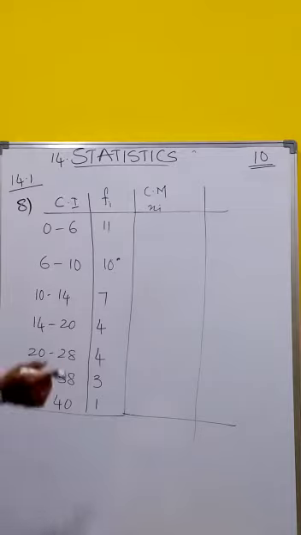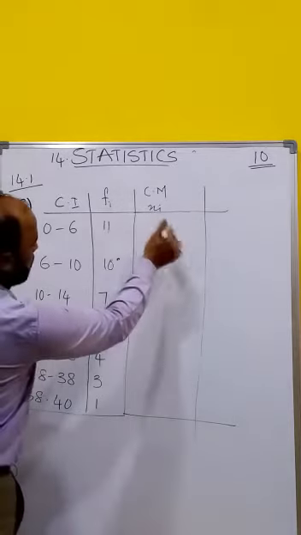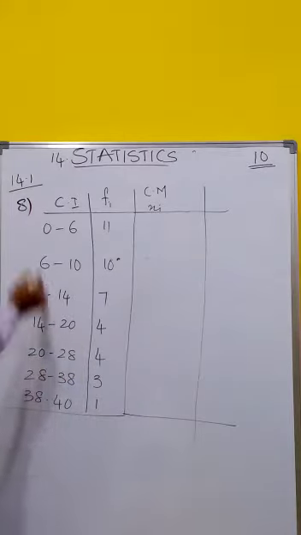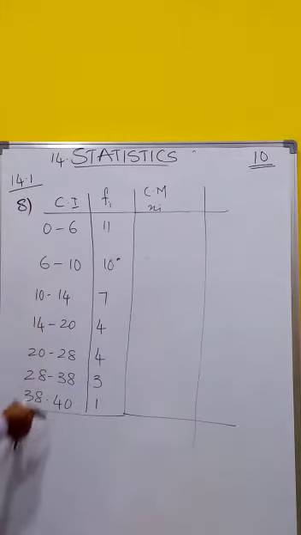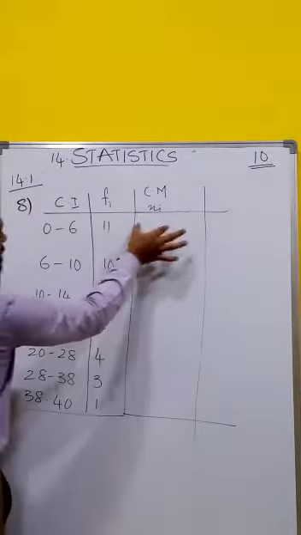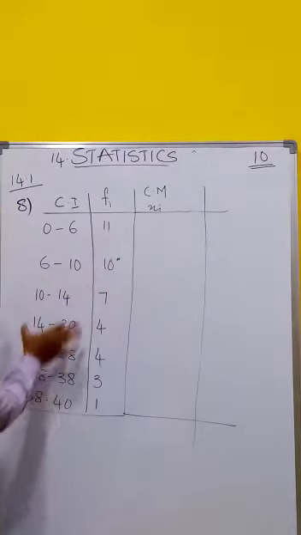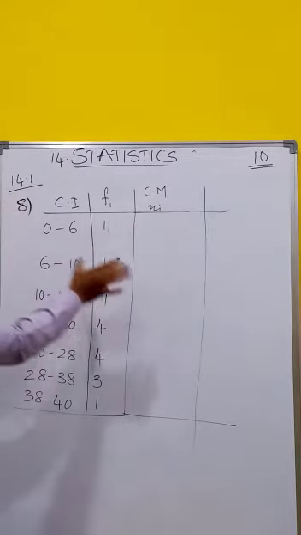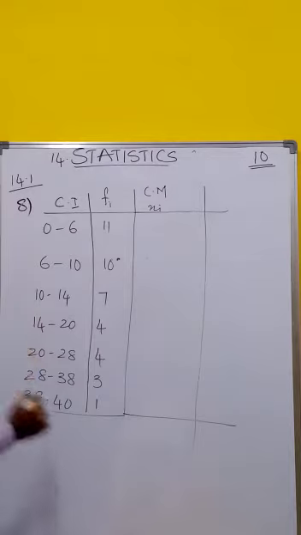Class mark: when you were finding the class mark in previous sums, what did we do? We directly added the gap. But here there is no constant gap. The class size is different for each and every class. That's why we have to find each class mark separately. Class mark is lower limit plus upper limit by 2. Each one we have to find.